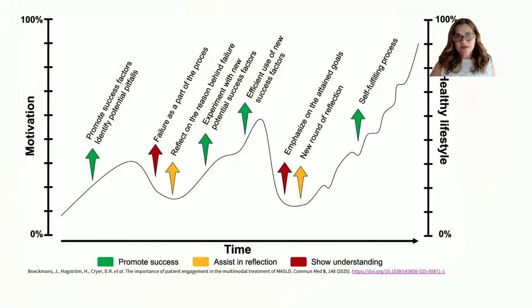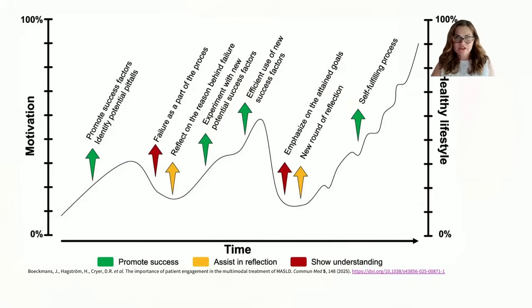When we talk about making lasting lifestyle changes, it's important to be honest here. So progress is rarely a straight line. This chart is one that I find beautifully illustrates the reality. There are going to be highs and lows, wins and setbacks, and that's all part of the journey. Relapses and plateaus are normal.